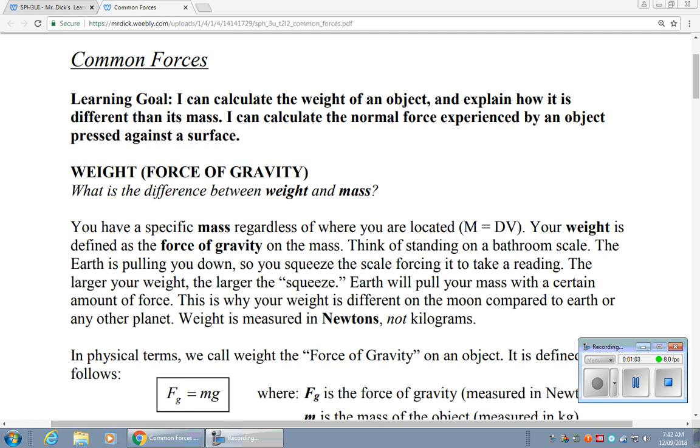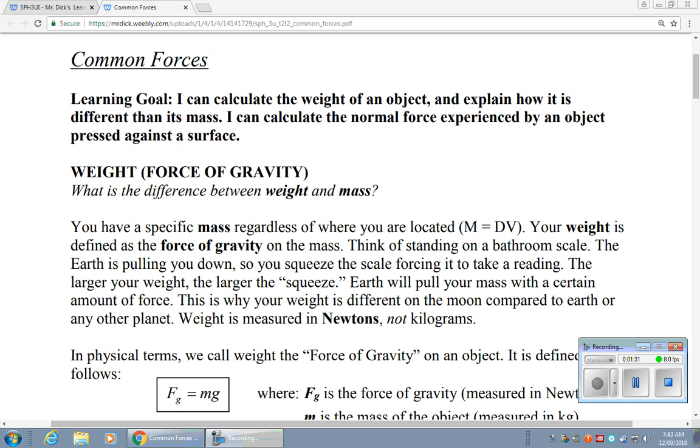So when you're standing on a bathroom scale, for example, even though it's making some conversions and giving you a reading in kilograms, what it's actually doing is measuring how much force is pulling down on the scale, how much force is squeezing down on the scale, and then converting to kilograms for you. But your actual weight should be measured in newtons, because it's a force and not kilograms.